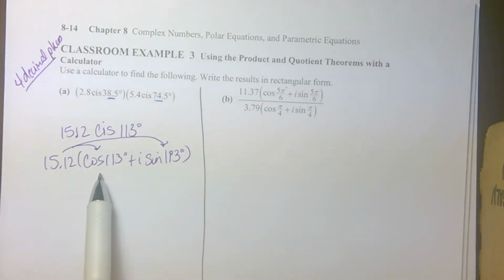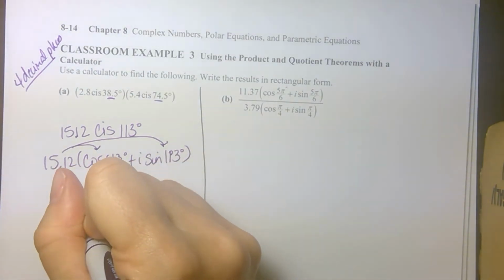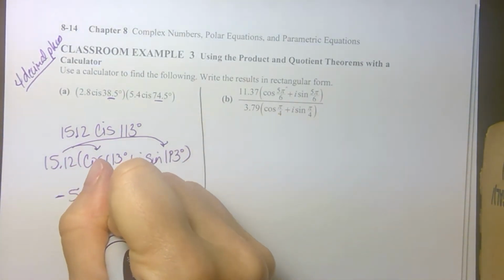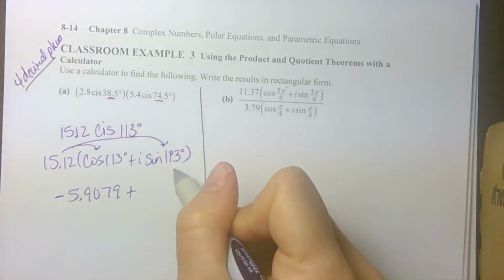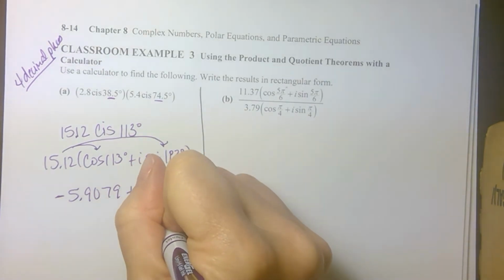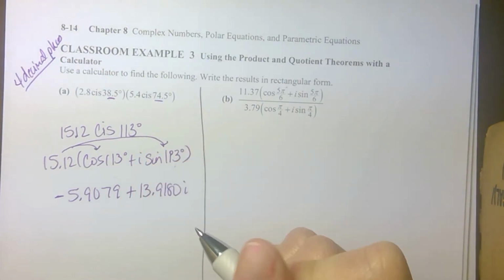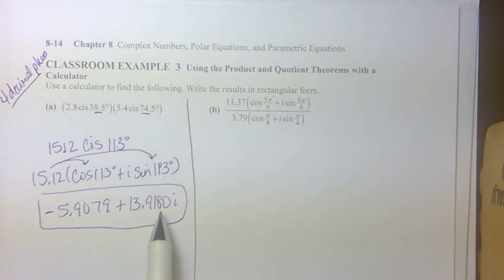So cosine of 113 degrees times 15.12 should come out to be a negative 5.9079. Make sure you round correctly. Plus sine of 113 degrees times 15.12 should give you 13.9180i. Now, why did I include that trailing zero? Because I said 4 decimal places. So I have to have something in that 4th decimal place, even if it's a 0.